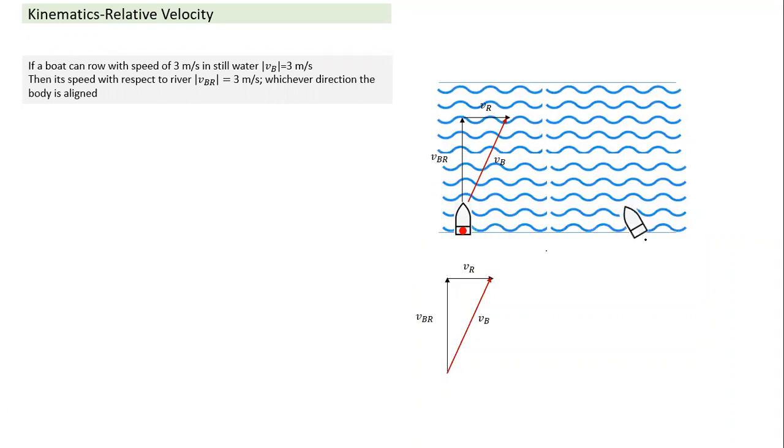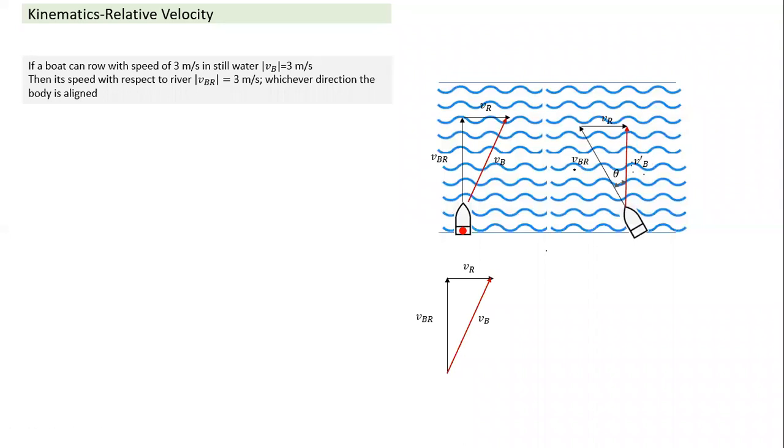What happens if we change the orientation? Now it is not facing in that direction, it is facing in this direction. If I face in this direction, VBR becomes in this direction. The VBR magnitude remains the same. What is important here? We have changed the orientation, but the length of this arrow has not changed. The length of the arrow remains the same, which indicates the magnitude of the velocity of the boat with reference to water remains constant. The river speed remains constant. This ground speed will change.